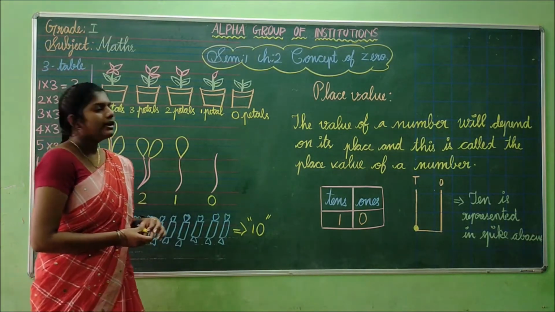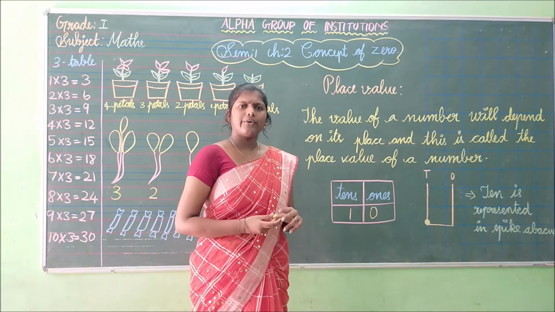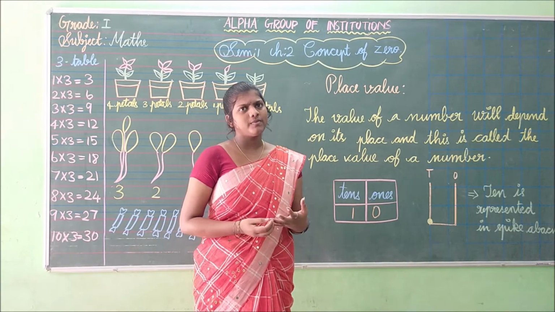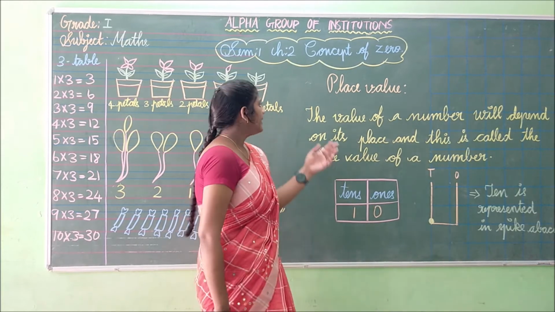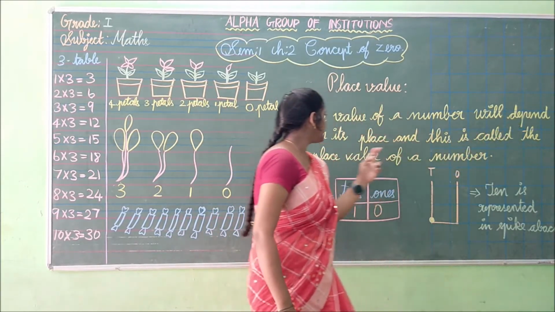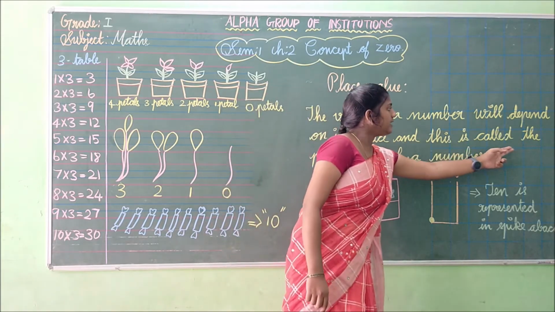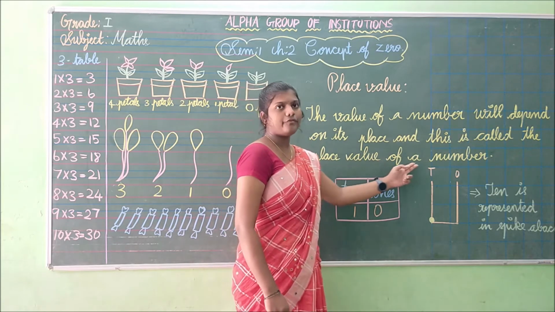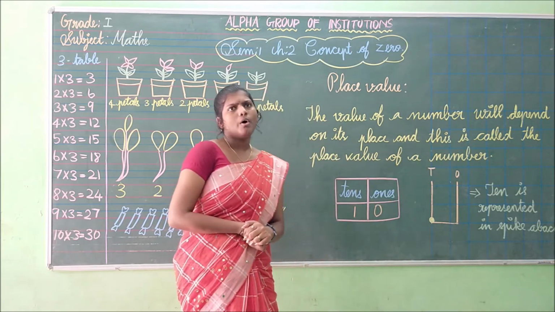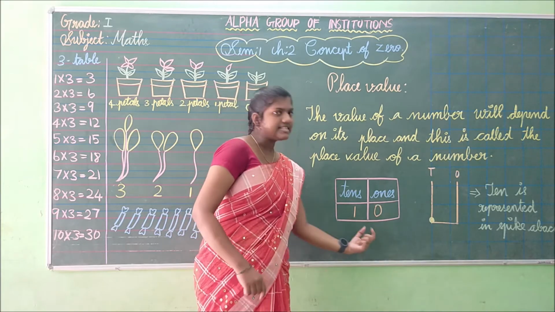Okay children? Now we are going to see place value. Okay children, what is meant by place value? Shall we see? The value of a number depends on its place, and this is called the place value of a number. So for understanding place value, we have 10 as an example.